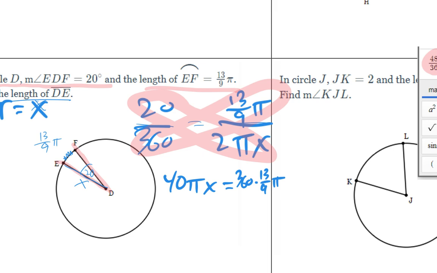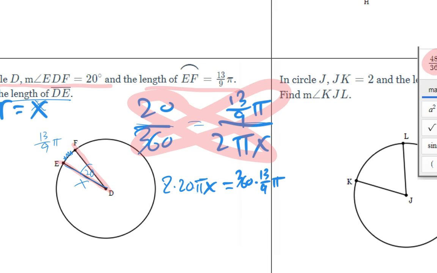Instead of the 40, let me put the 2 times 20 just to make sure that we're clear on what we're doing here. So we know that's going to be 2 times 20 times pi times x.